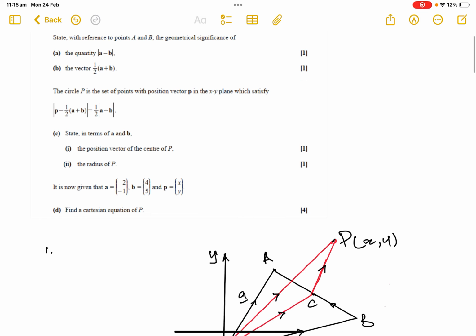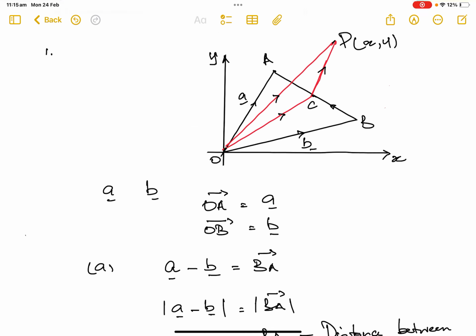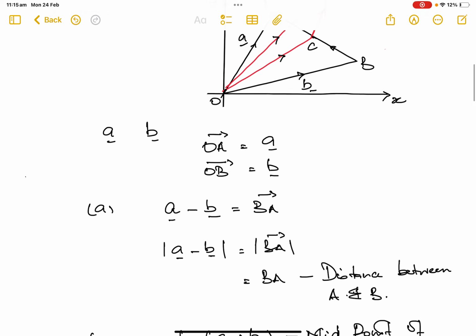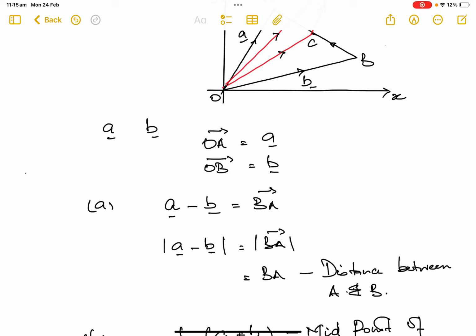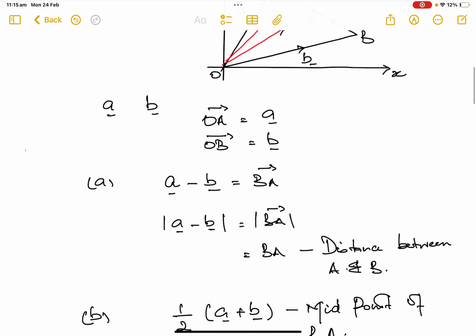Okay, let's start with this one. I put a little sketch of the xy plane, marked points A and B, and the origin, connected OA, OB, and AB too. From that triangle OAB, just the vector triangle, OA is the position vector of A, which is A. OB is the position vector of B, which is B. A minus B is what we need to start with.